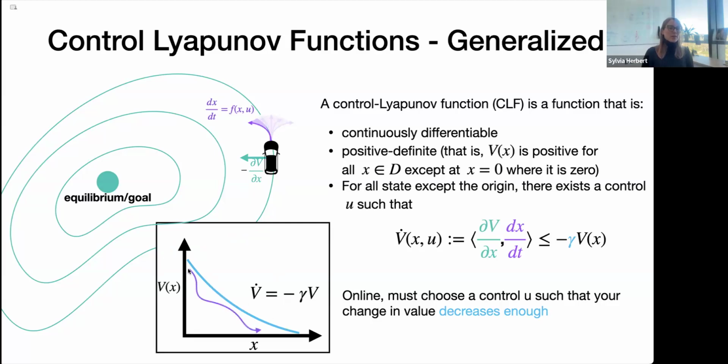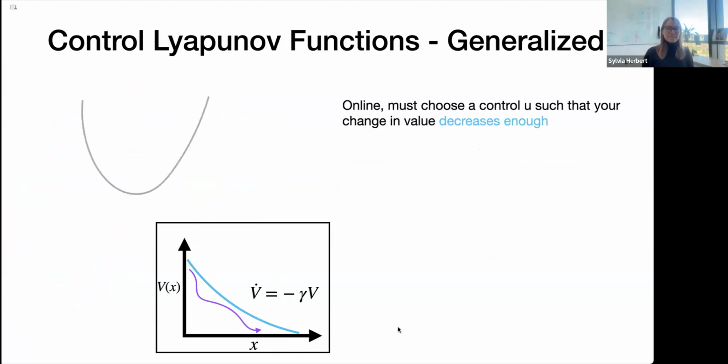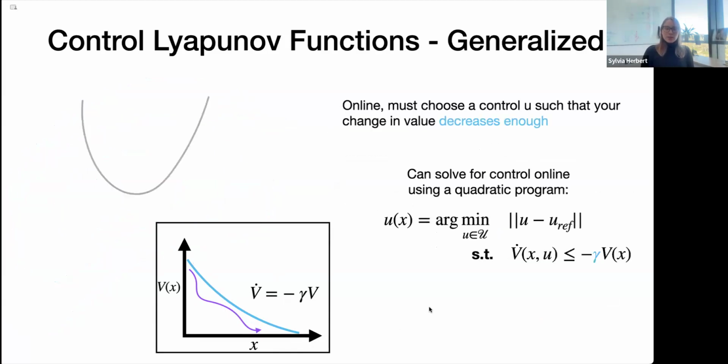So when you have a high level of V, you must get closer and closer to the goal. As you approach the goal, it becomes a bit more lax, but you have this exponential convergence guarantee to reach the goal. If you have such a function that obeys all these properties, then online you can solve for the control that stabilizes you to the equilibrium using a quadratic program where you minimize the deviation between your desired control input and your true control input such that you obey the stabilization requirement.